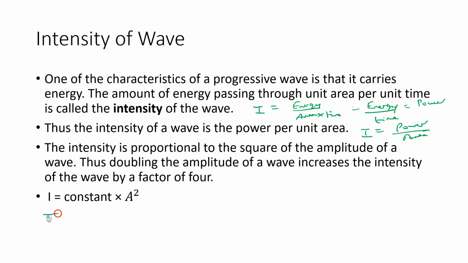So from time to time, you'll see that because of the directly proportional relationship, I is going to be equal to K times A squared, which just tells us that our intensity is directly proportional to the square of the amplitude of the wave. So if I increase my amplitude by a certain amount, then my intensity is also going to increase by that factor.